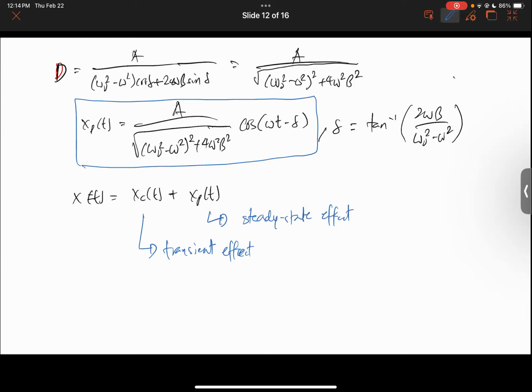Steady state effect. Even though we have an expression for time here, it's a cosine function, right? So it has this oscillating behavior without any decay. So add those two solutions together so that we can see what the behavior of the system will be.